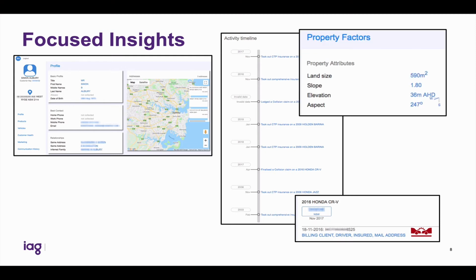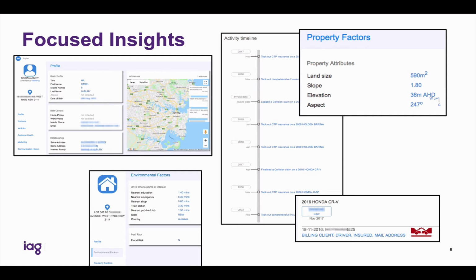And we can look at the property factors. So this is his house. It's also insured with NRMA, probably because he gets a staff discount of some kind. And here you can see all the attributes about that property that we know. So we can say he's got a land size of 590 square meters, the slope, the elevation, the aspect, and we use these property factors for things like underwriting. So we can understand, okay, is this property affected by flood? Is it on a very steep slope so that it's harder to rebuild if it burns down? All those kind of rating factors.